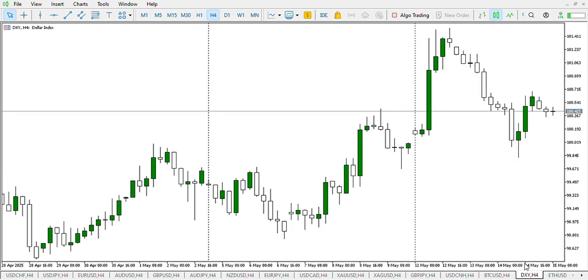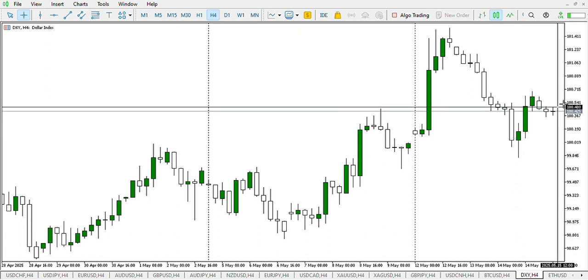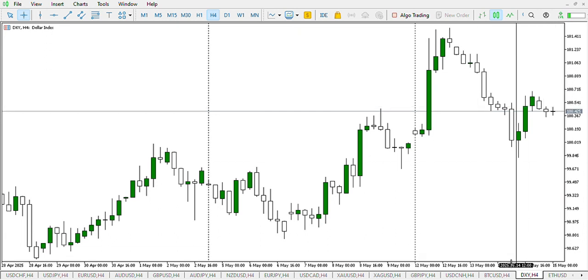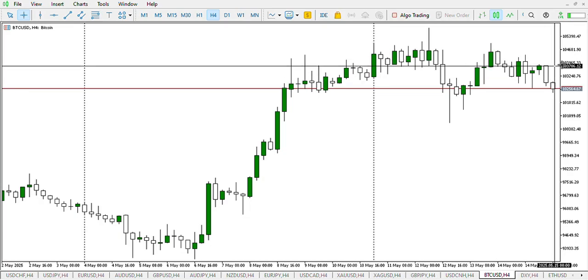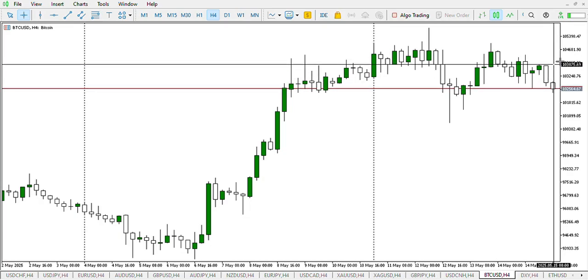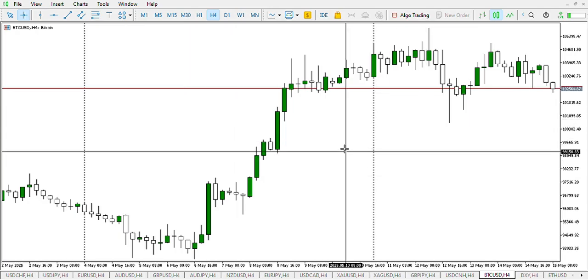On the DXY, you can see sellers at the low of the day. We expect this low to be raided to induce more sellers, and this structure should be broken to the upside and for the DXY to rally further up. On BTC USD, we can see the sellers at the low of the day. We expect it to be raided, which is being raided, so we expect the buyers to take control, break the high of the day, and for the US dollar to devalue against the Bitcoin.